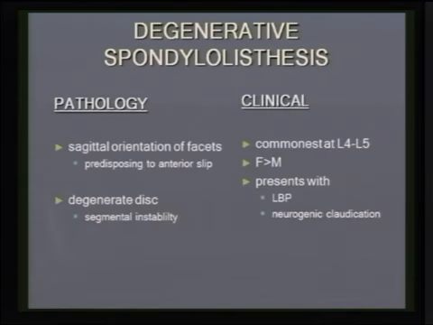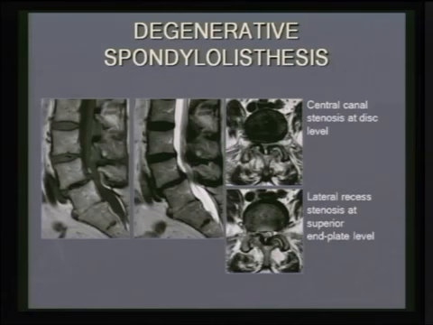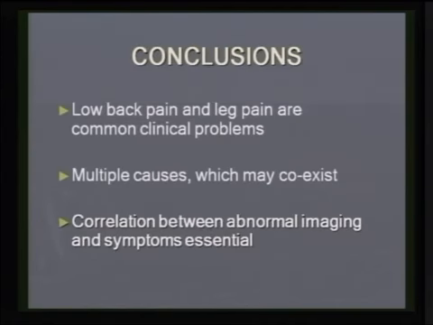Degenerative spondylolisthesis is relatively common, predisposed to by the sagittal orientation of the facets and the degenerate disc, most commonly seen in middle-aged females at the L4, L5 level, and they present with low back pain and neurogenic claudication. And this is a classical example here at the L4, L5 level, with severe compromise of the thecal sac and the cauda equina. So in conclusion, low back pain and leg pain are very common clinical problems.